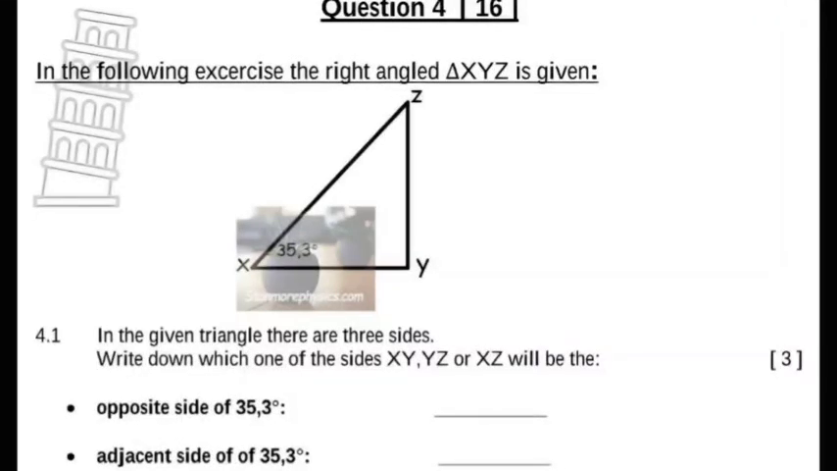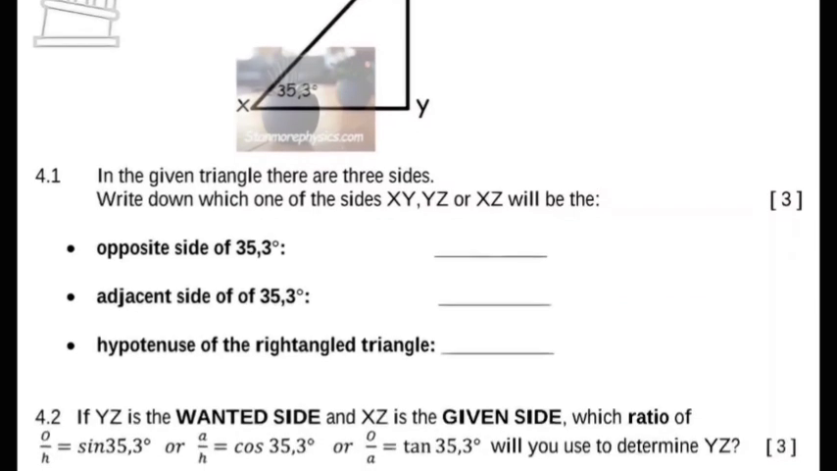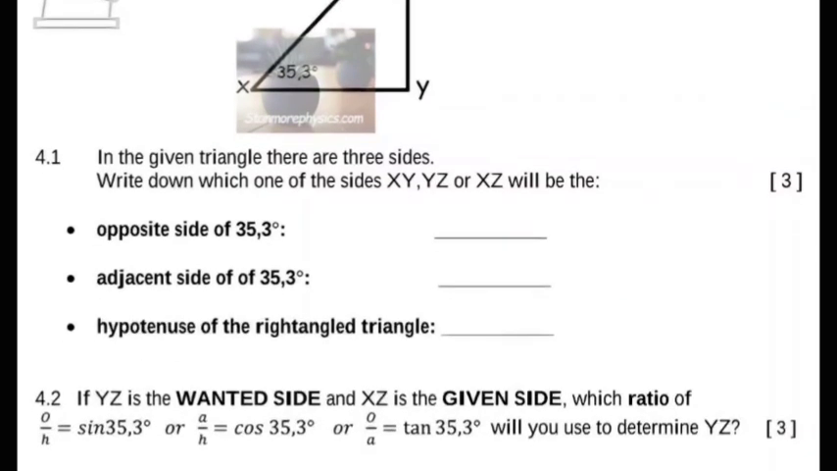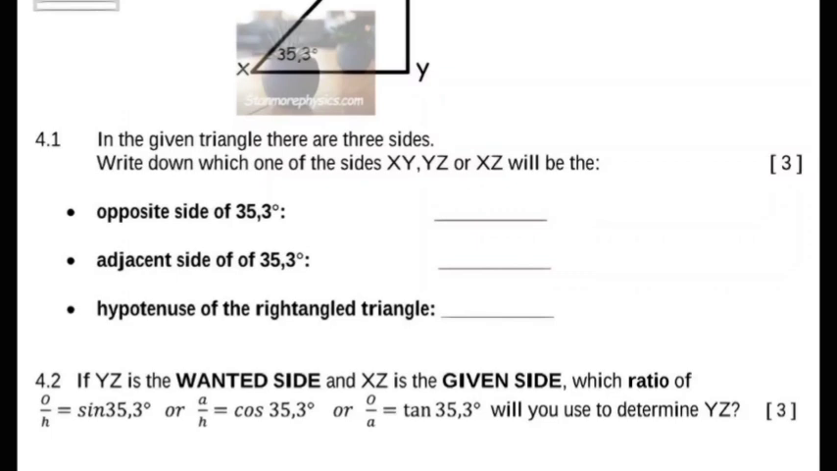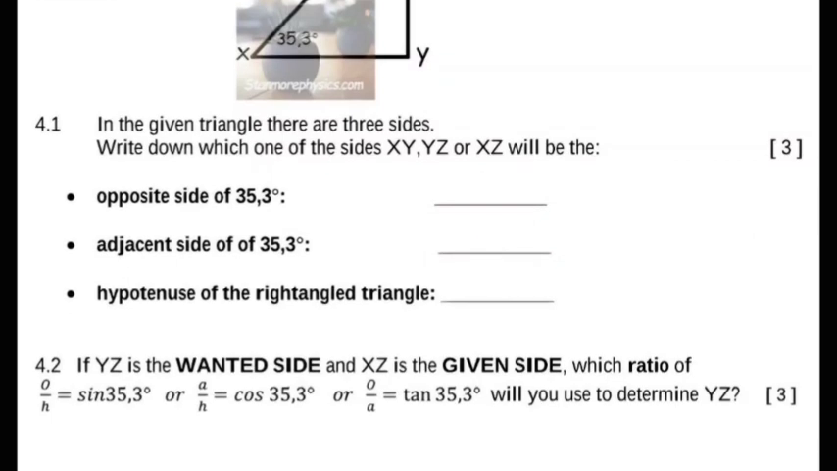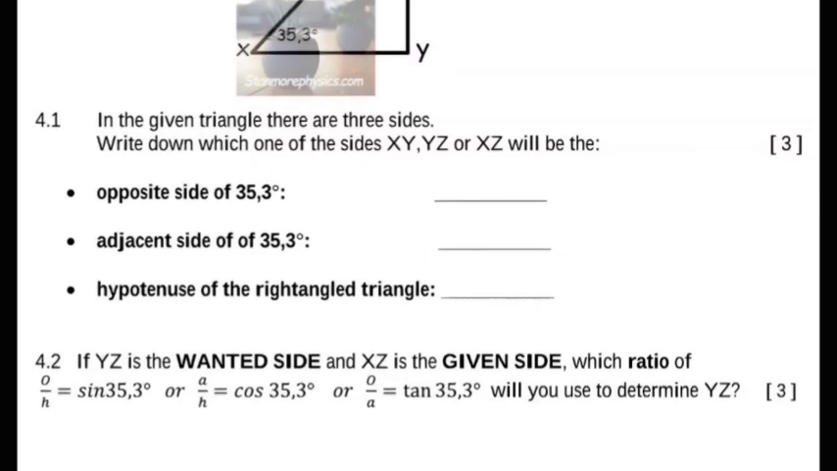We're now on to question 4. It says, in the following exercise, the right angle triangle XYZ is given. And not very clear, but you notice that angle X here is 35.3 degrees. Then it says, 4.1, in the given triangle there are 3 sides. Write down which one of the sides XY, YZ, or XZ will be the... So which one would be the opposite side of 35.3?